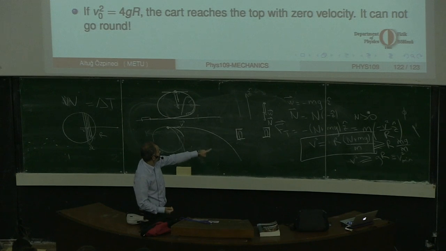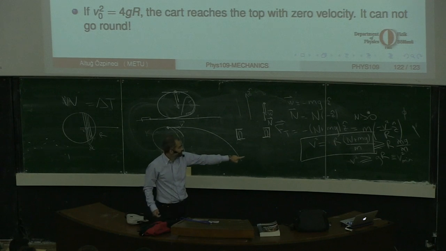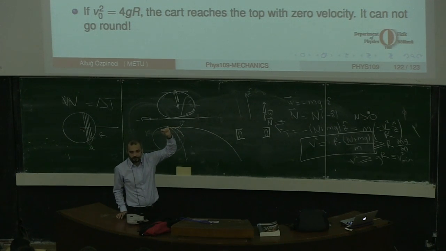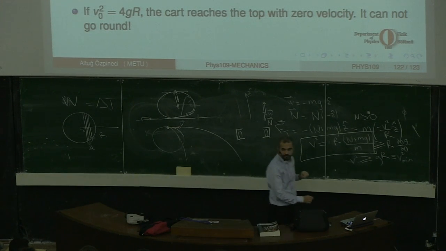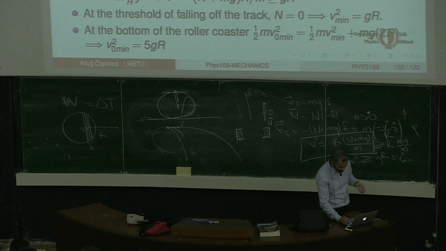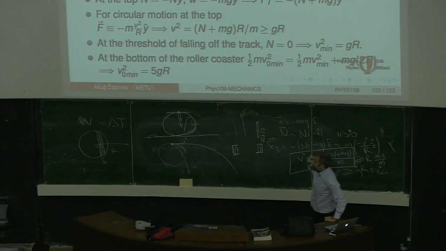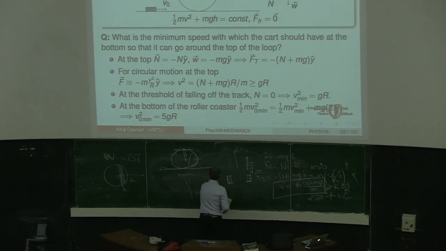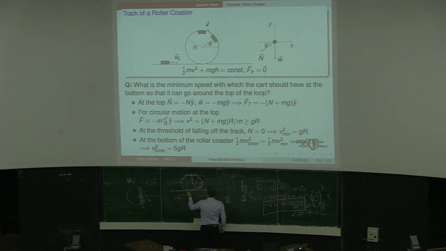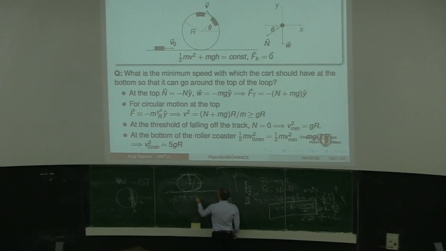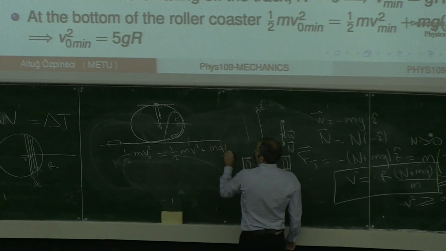We didn't yet complete the question though. This v squared is the speed at the top. Then the question is, what is the initial speed so that when it reaches the top, its speed squared is gr? Well, we can use the conservation of 1 over 2 mv squared plus mgh. Initially, that number is 1 over 2 m v0 squared. At the top, it is 1 over 2 m v squared plus mg times 2r.